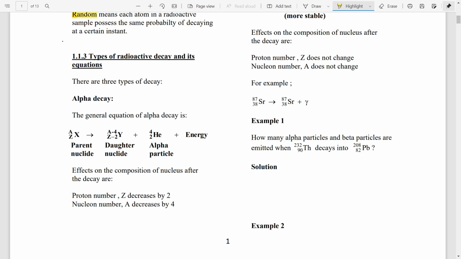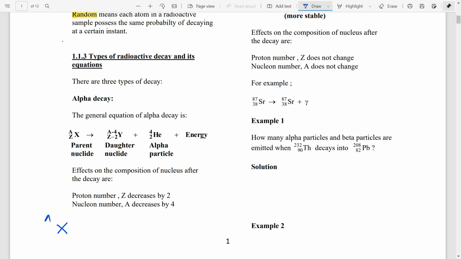First, what we have here is the parent nuclide. Here we use the symbol X because we don't know what the element is. If it is hydrogen, just write H. If it is uranium, just write U. If it is carbon, just write C. Since we don't know, we just write X here.